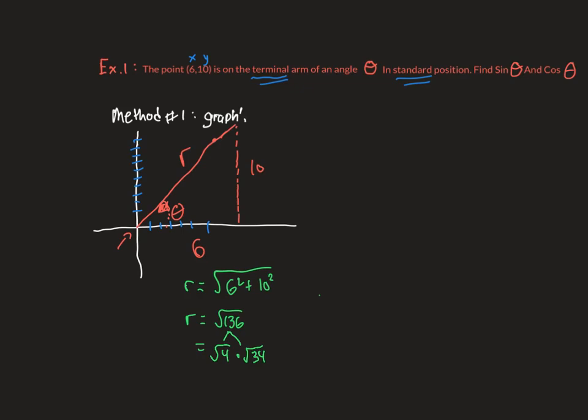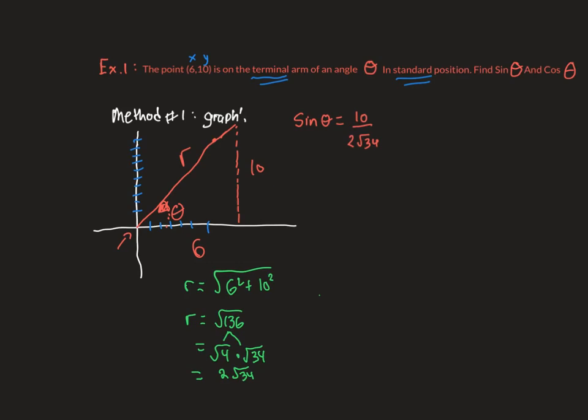We can go over prime factorization again, which should give me 2 root 34. Okay? So that's the first method. I found my r there. And then, of course, now to find your sine and cosine, well, we have all of our stuff now, so you could just go straight into that by going opposite over hypotenuse. So sine of theta should be 10 over 2 root 34.